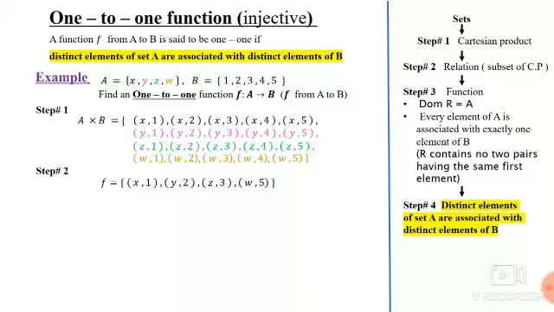Now we have to check whether it is a function or not. Make the set of domain. Set of domain will have x, y, z and w, which is equal to our set A. It means the first condition is satisfied. Second condition, there should be no two pairs having the same first element. Here we can see that all the ordered pairs have different first elements. It means both the conditions for a function are satisfied here.